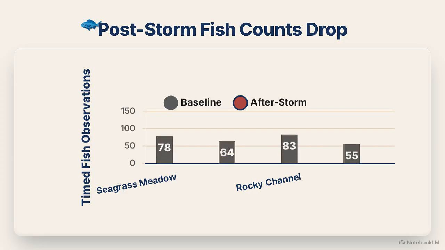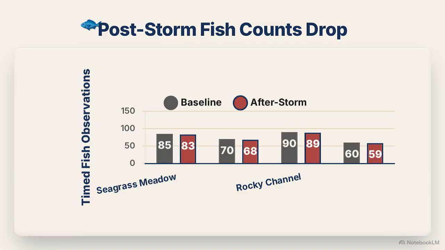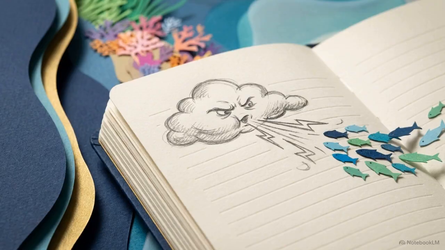Post-storm data reveals one trend across all 4 sites. Every timed fish observation is lower than the baseline. The most common assumption is that the storm itself drove away the fish.